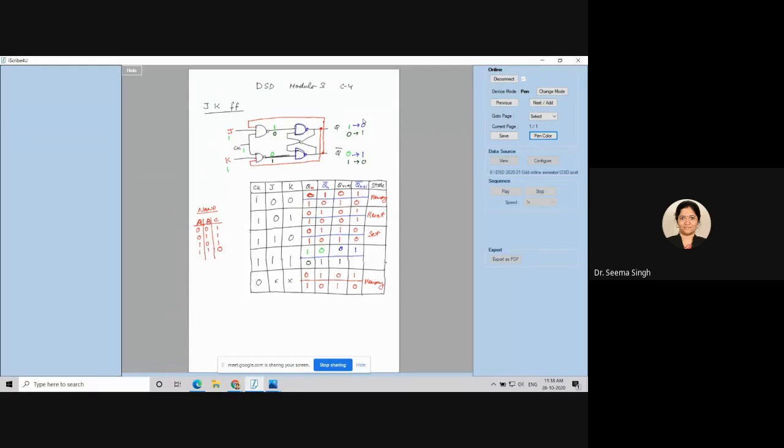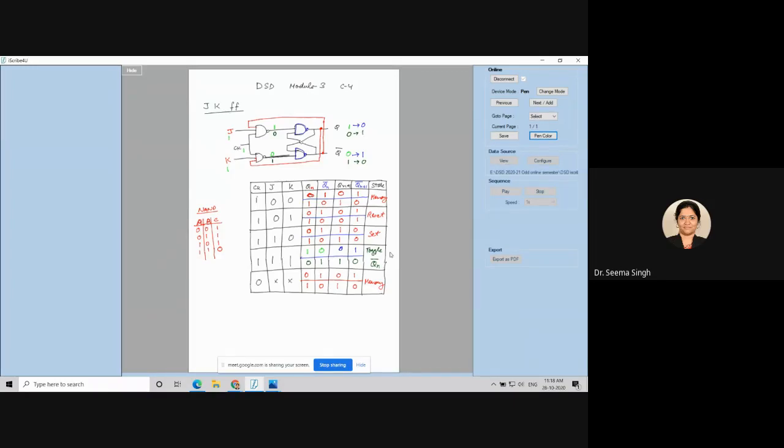Qn bar was 1, it made it 0. So it is changing the previous state. So it is called as toggle state, and we generally write it as Qn bar. Whatever is the previous state, complement of that becomes the next output for J and K equal to 1 and 1.